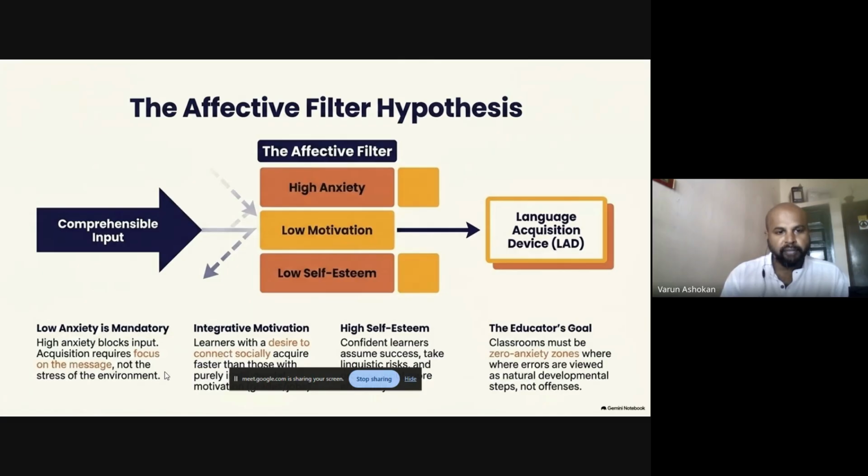Again, as in the slide, you can see at the bottom that low anxiety is very mandatory. Whether you acquire a language or you learn a language, there is always some kind of anxiety. So Stephen Krashen says there is anxiety, but low anxiety is mandatory. High anxiety blocks the input and stops the child. Maybe the child mugs up and clears the exam, but they may not have a natural understanding of the language. That's why in our policy document, we strongly focus on children reading without understanding. The child may speak, use the language, and then forget. So it is completely a kind of rote learning.